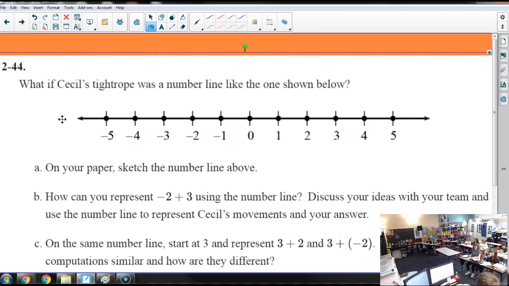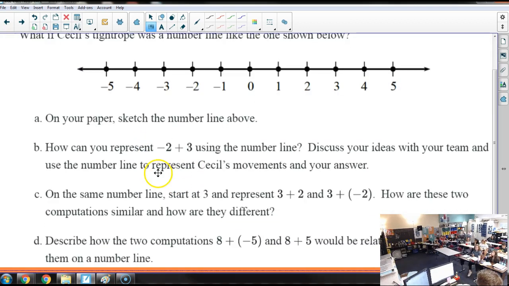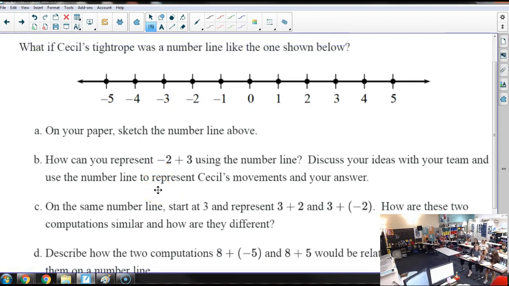So CPM will ask you to start making tight ropes that look like this. I'm just covering this stuff really fast, so you guys don't really need to write anything down right now. But how would we use negative 2 plus 3? How would we represent this? Here's the tricky part that people often miss. So give me your eyes up here, please.